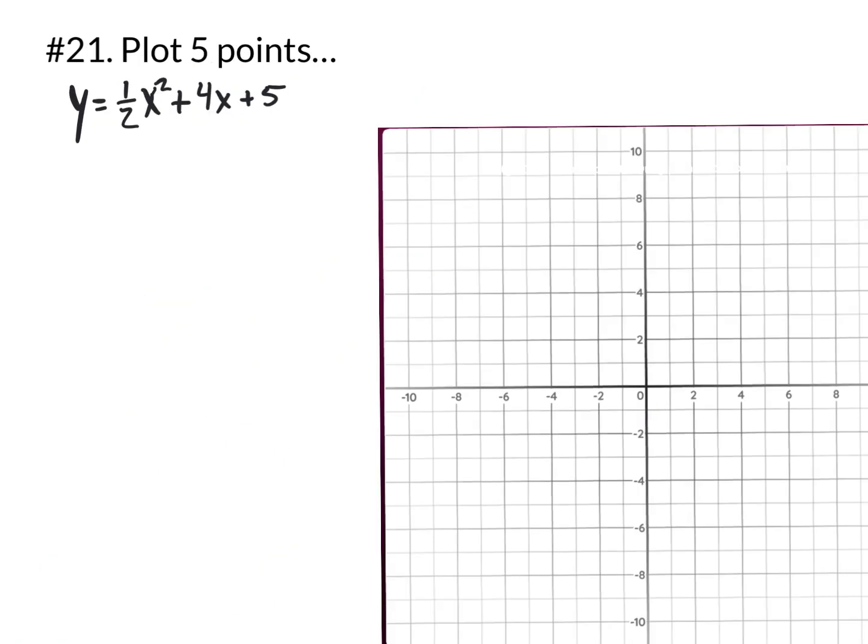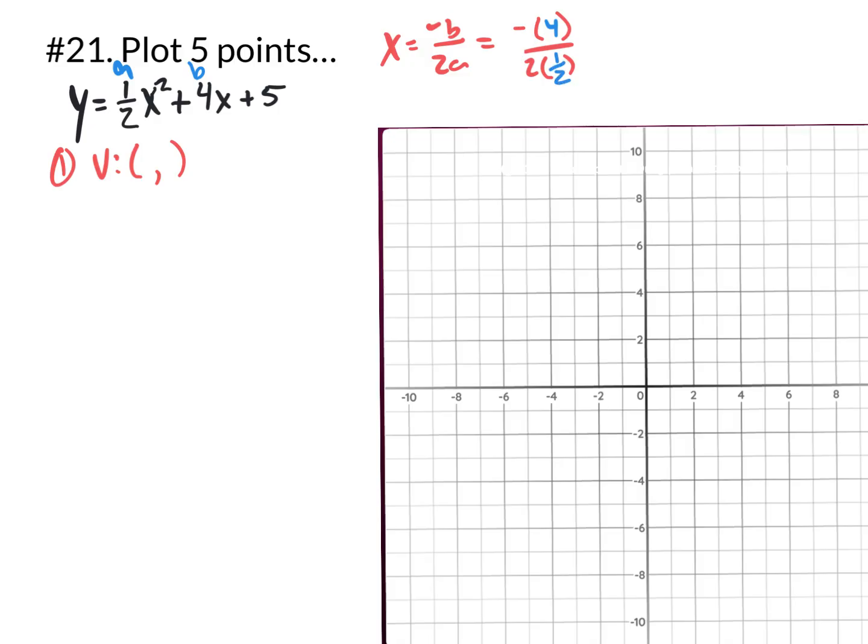Again, we're going to start with the vertex. I'm just going to put V for vertex. How are we going to do that? You're going to use the formula x equals negative b over 2 times a. When you use it, rewrite it with parentheses: negative parenthesis, over 2 times parenthesis, and identify your b value of 4 and your a value of 1/2. So you put a 4 right there and a 1/2 right there.